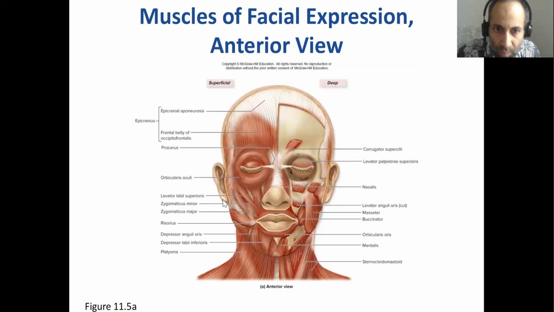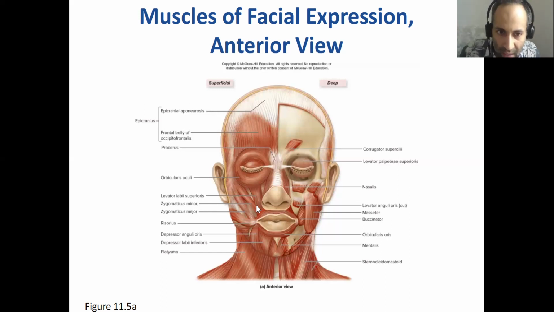Levator labii superioris. You can tell me what that means. Labium is for lips. Levator for elevation. It lifts your lips upwards, such as when you expose your teeth, right? You kind of fold back your lips to expose your teeth. Zygomaticus major, zygomaticus minor. Zygomatic arch is your cheekbones. So again, it's one of the smiling muscles too, gives you a smiley face.